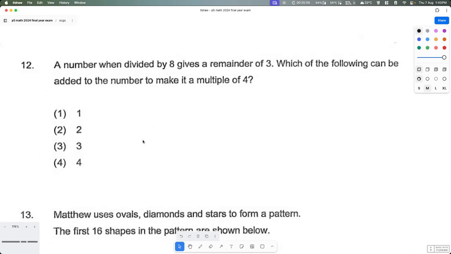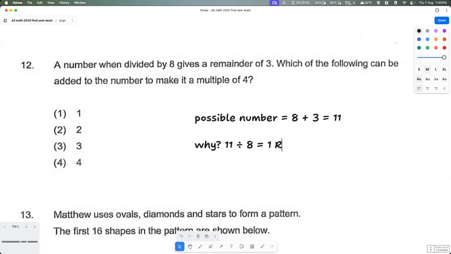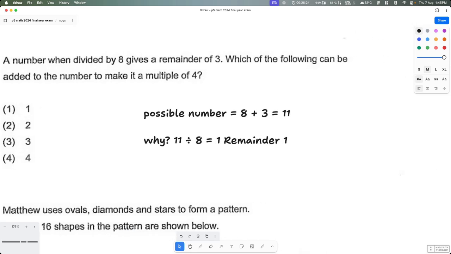A number when divided by 8 gives a remainder of 3. Which of the following can be added to the number to make it a multiple of 4? So for this, the simplest possible number is 8 plus 3, which is equal to 11. Why? Because if we divide 11 by 8, it gives you a remainder of 3. Okay, so that makes sense, right?